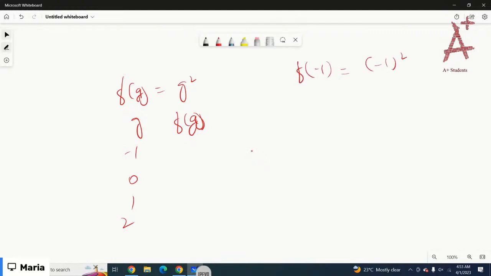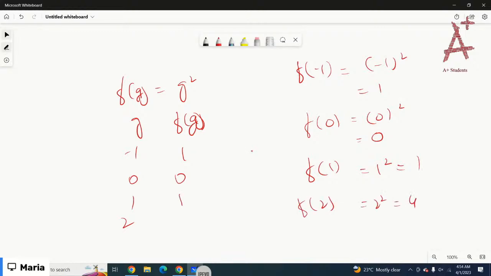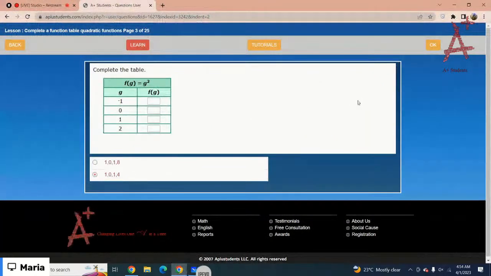So f of negative 1. The square of a negative number is always positive, so it would be 1. f of 0. 0 square is always 0. f of 1. 1 square is 1. f of 2. 2 square is 4. So the values are 1, 0, 1, 4. Just select the correct option and click on the OK button.